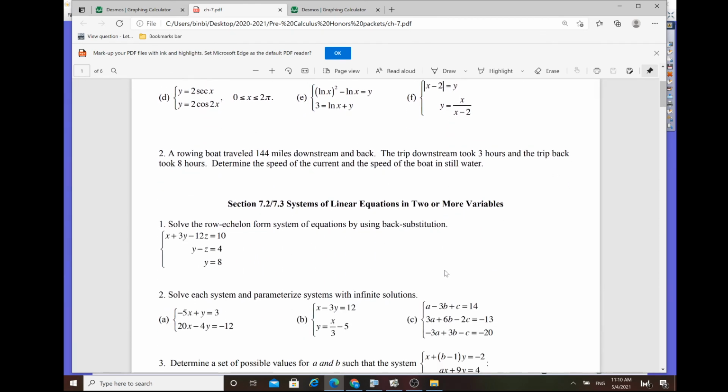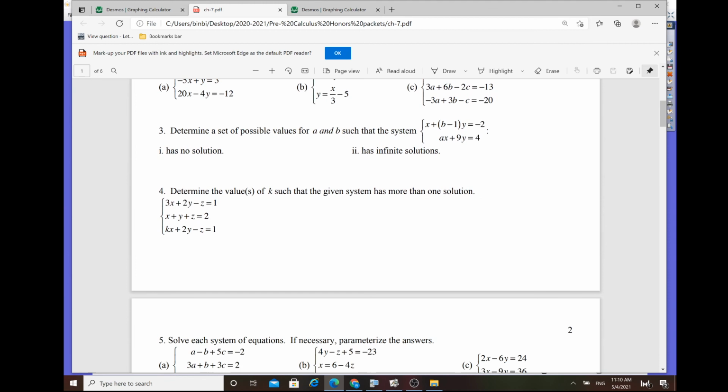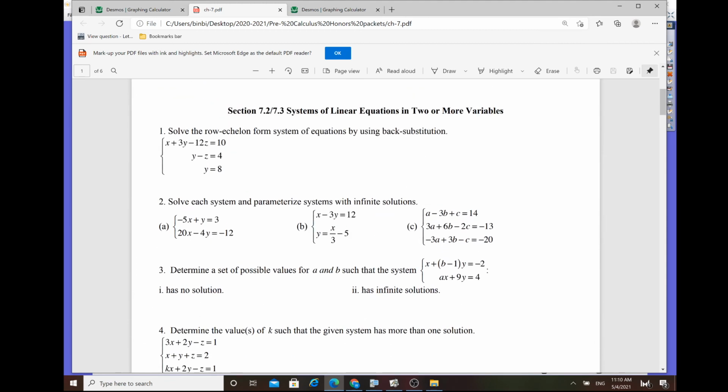Okay, so in the next video we'll talk about the linear system of equations with one solution, no solution, or infinitely many solutions, or finding the multiple solutions, or the value of k, or the possible values of a and b.